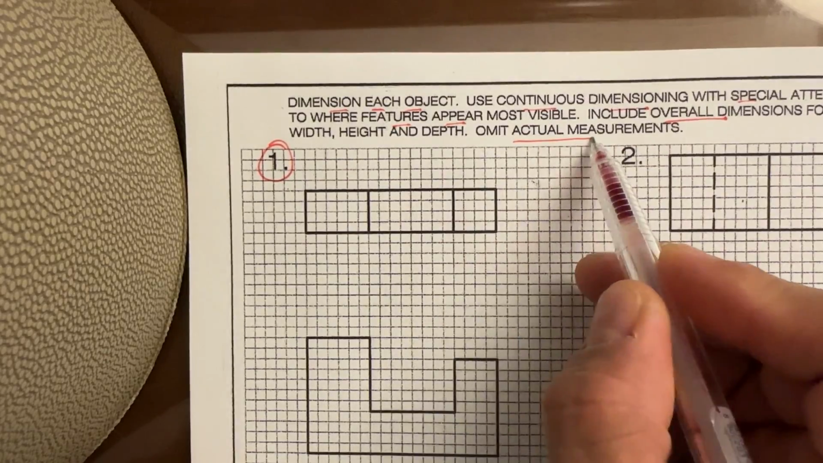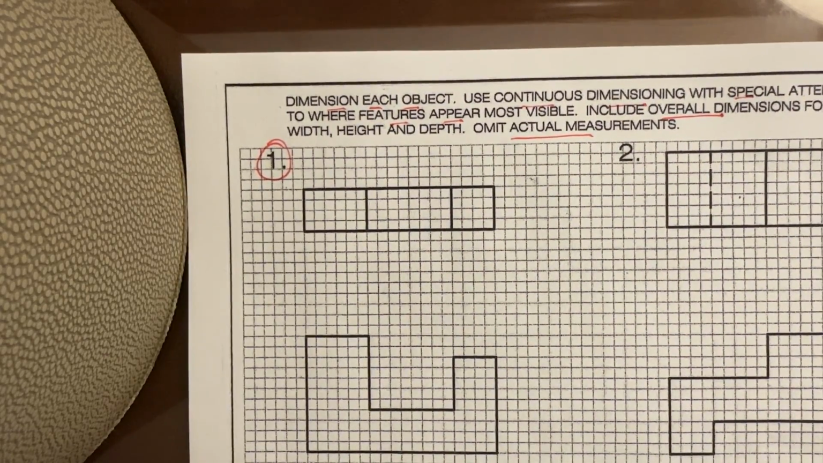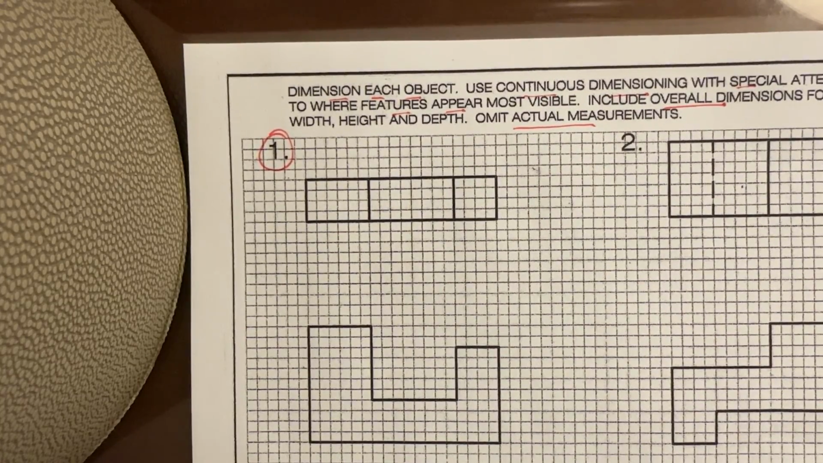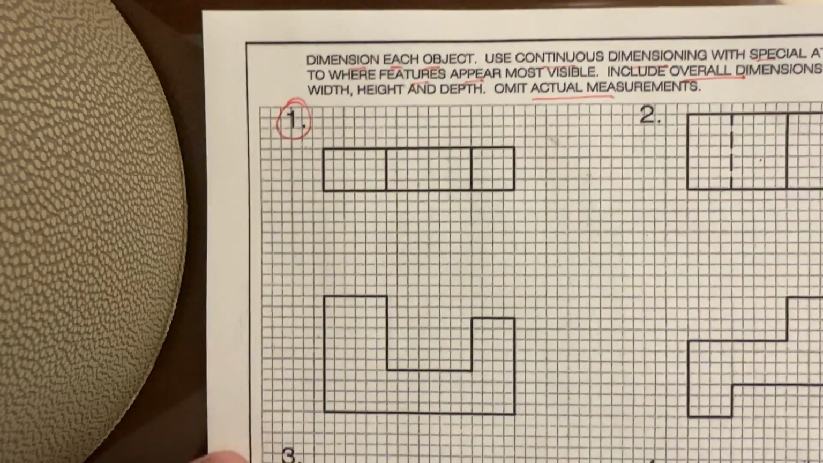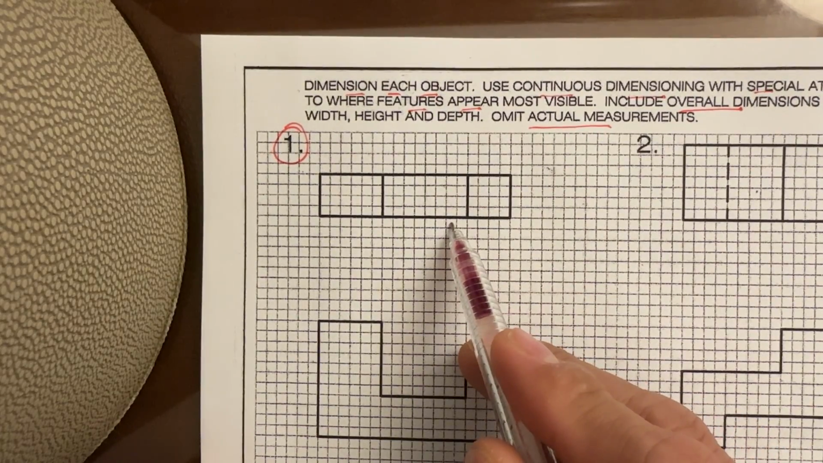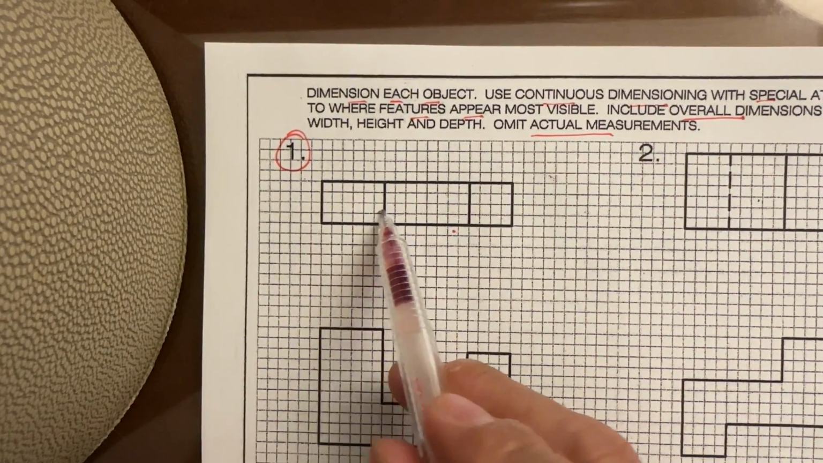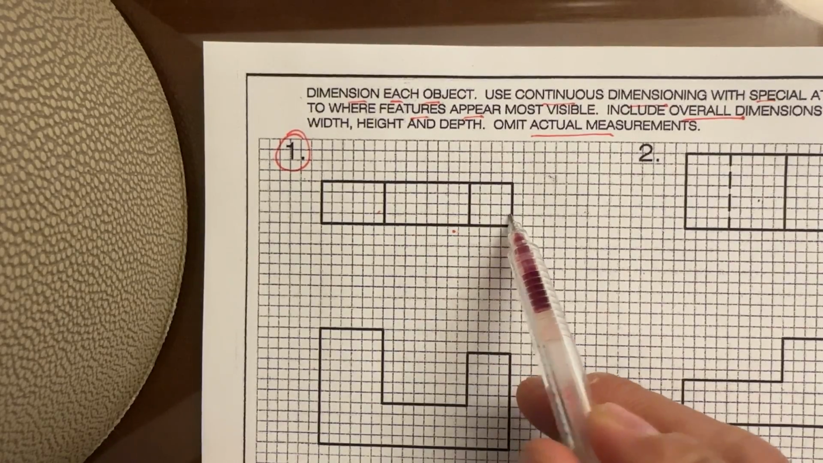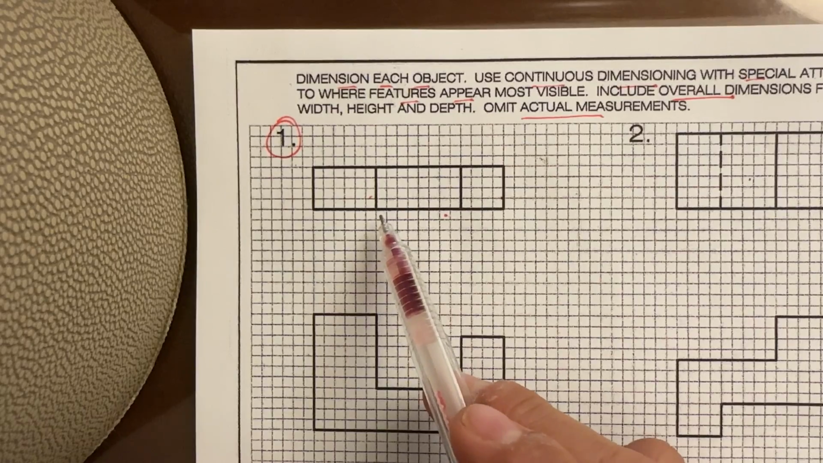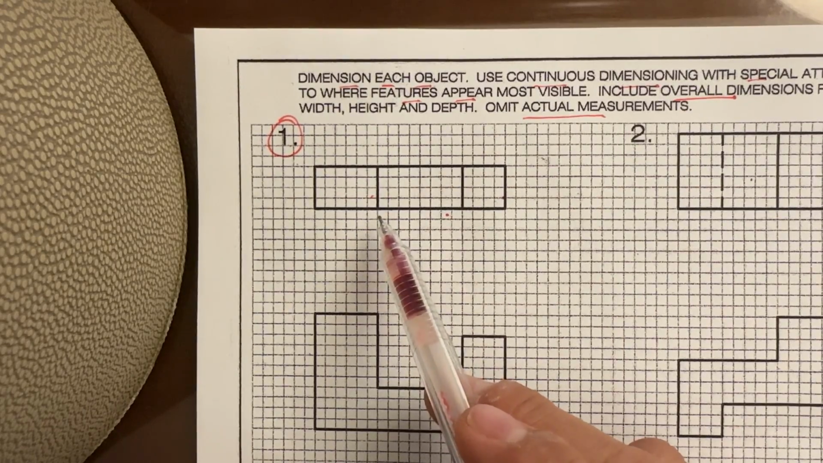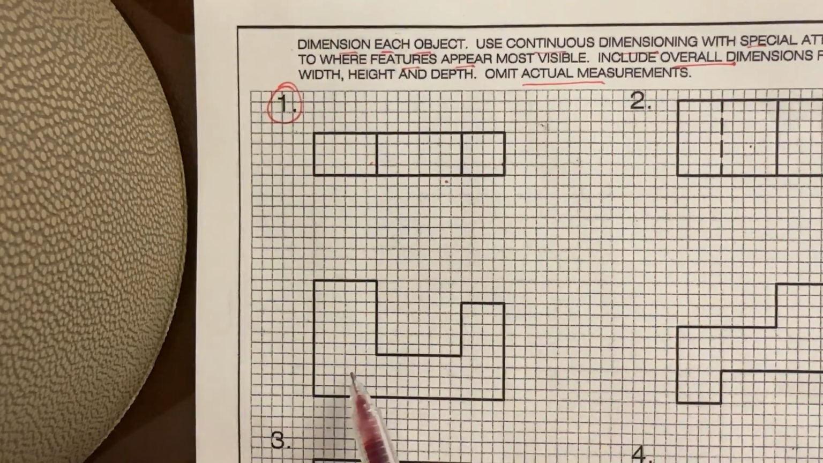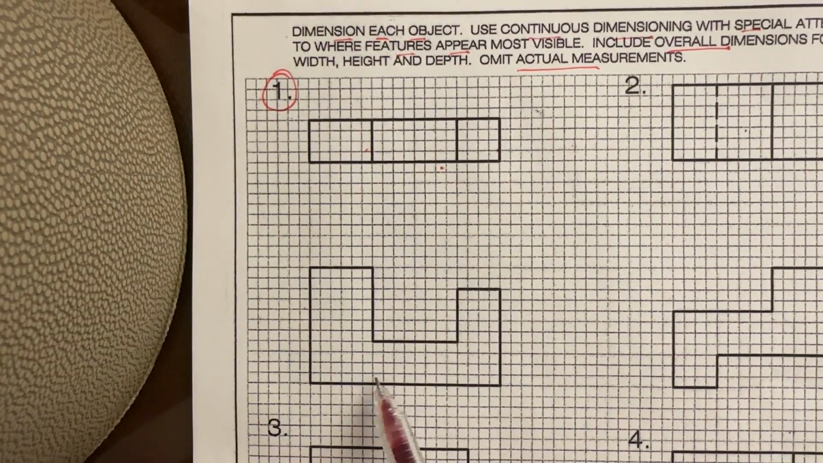So if there are 3 dimensions, one of the dimensions needs to be the overall dimension. And then omit actual measurements. So we're not going to put numbers, but we're going to put spaces for the dimensions so that you get used to it. I'll start off with the top view, and in the top view you have 1, 2, 3, 4 edges for the length, but this is not the best place to dimension it because you cannot see the feature, you cannot see the actual shape. The best place to put the length dimension would be on the front view.